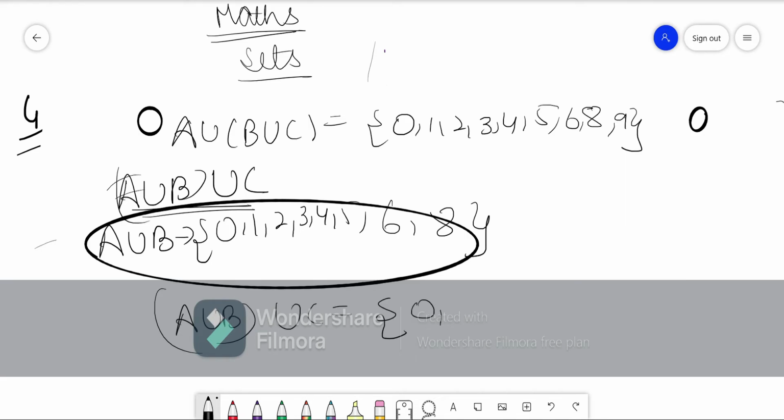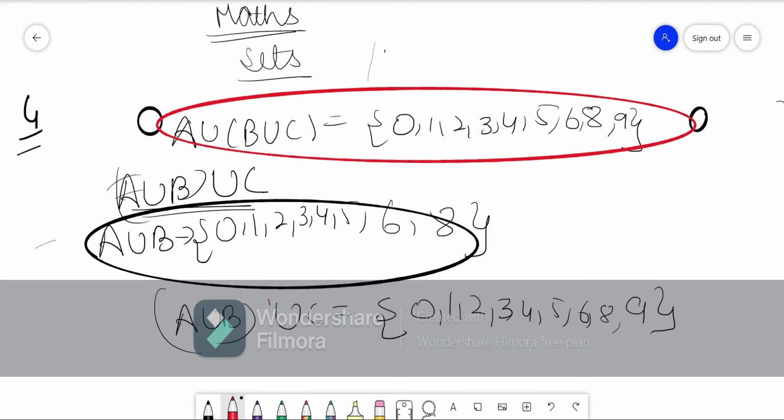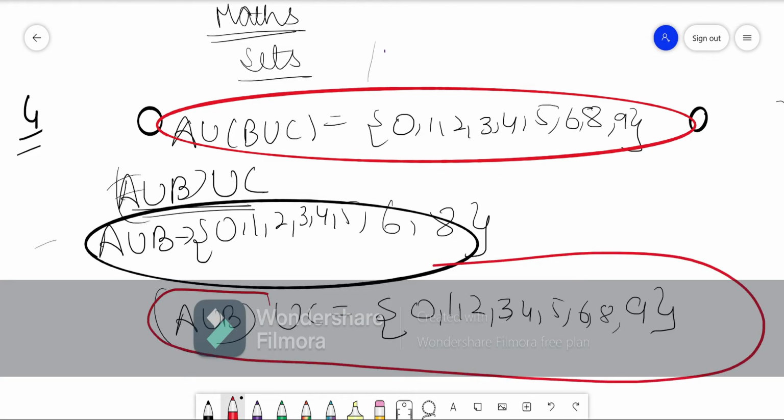First I am writing this set: 0, 1, 2, 3, 4, 5, 6, 8. What is C now? The set C is 0, 3, 6, 9. So this. Okay. Now if we see, let's just focus on these two which I'm marking in red color. This and this.